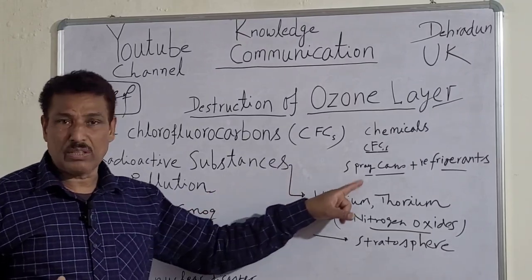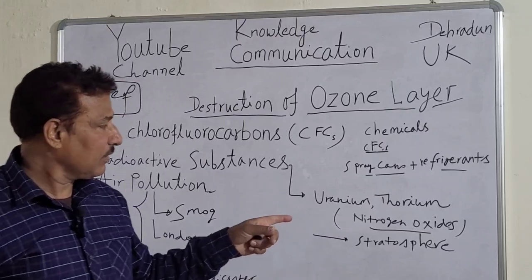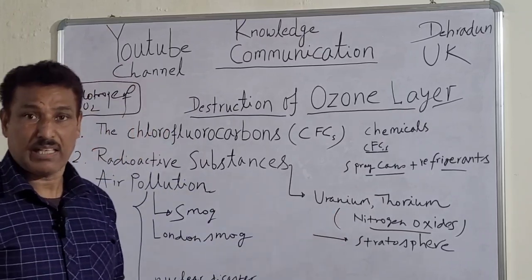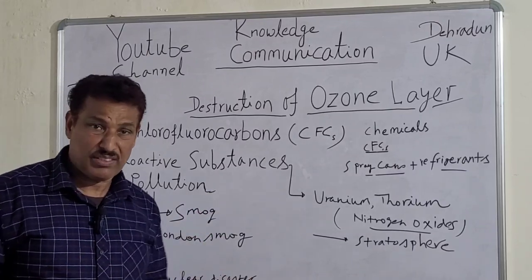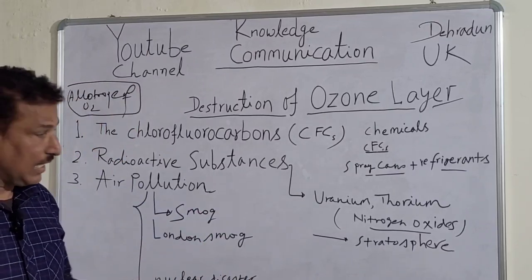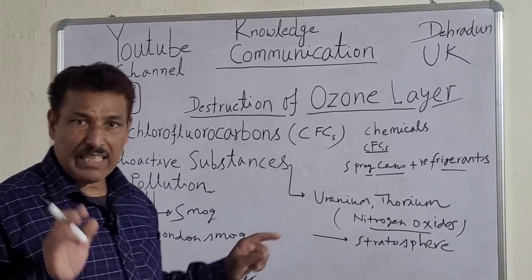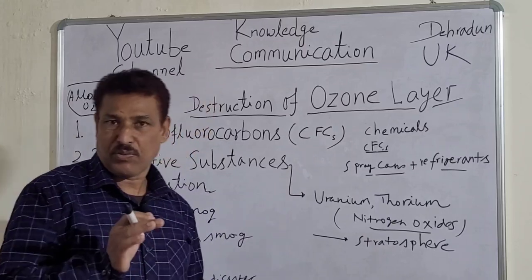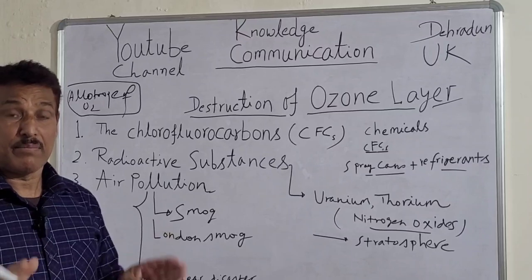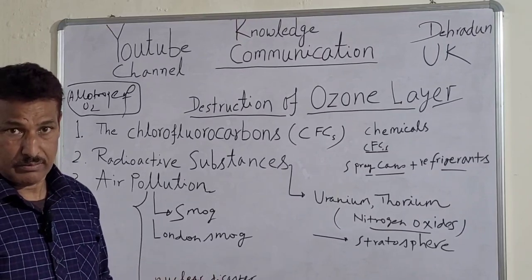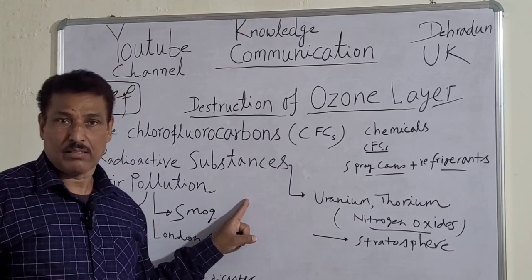where uranium, thorium, etc. are used. And what is happening? The uranium and thorium, as they are used in nuclear plants and in various other activities, explosions and nuclear trials, what is happening? Nitrous oxide is produced. That nitrous oxide escapes into the stratosphere, and finally it damages the ozone layer. That is the second major cause of depletion of the ozone layer.